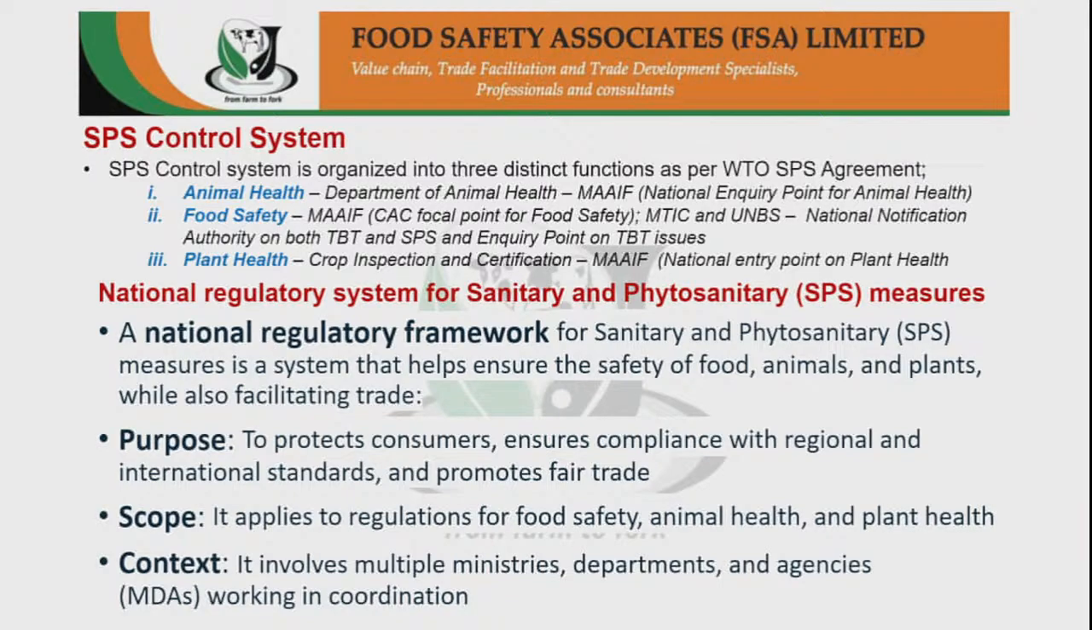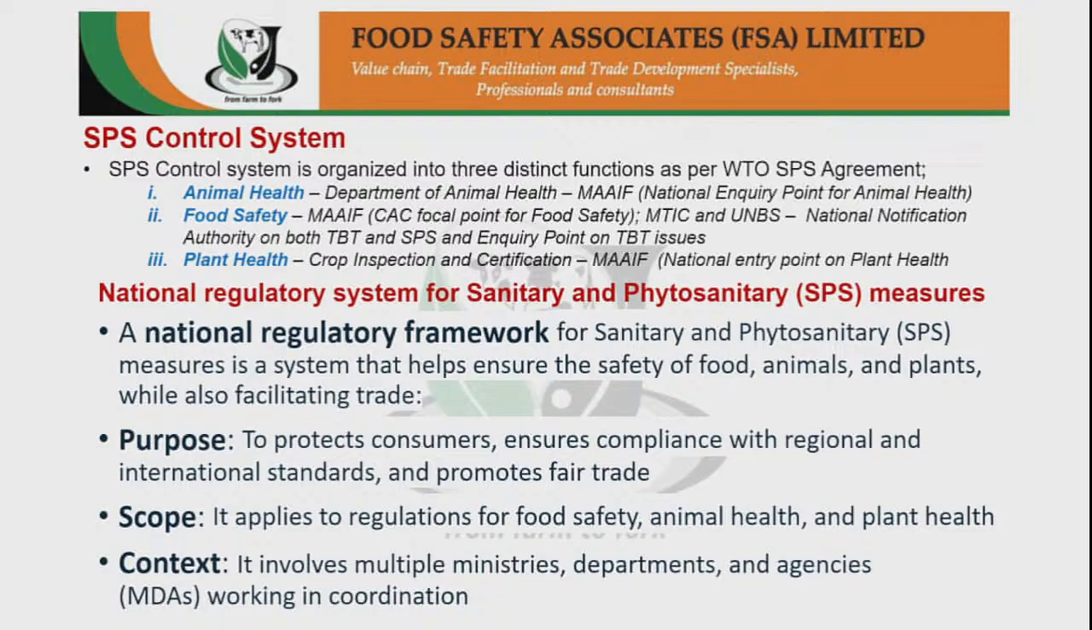Then of course, plant health now is controlled by the crop inspection and certification department, but you should not forget that we also have a department on plant protection. So they share that mandate. It's only that the conformity assessment functions are largely controlled by the crop inspection and certification department.